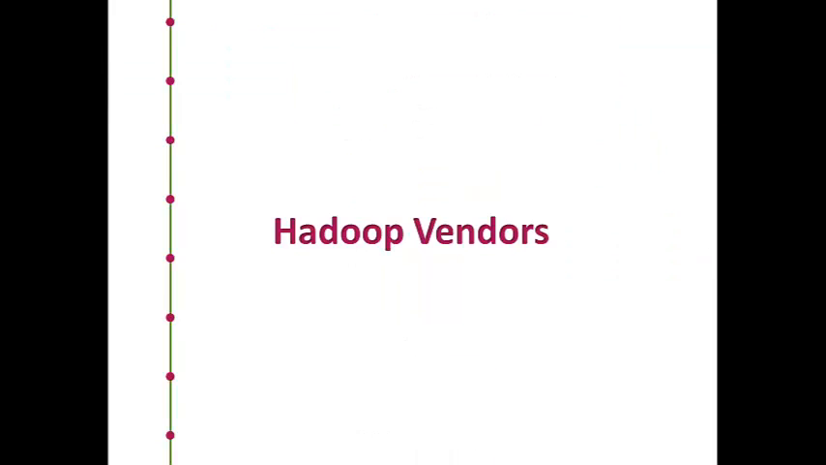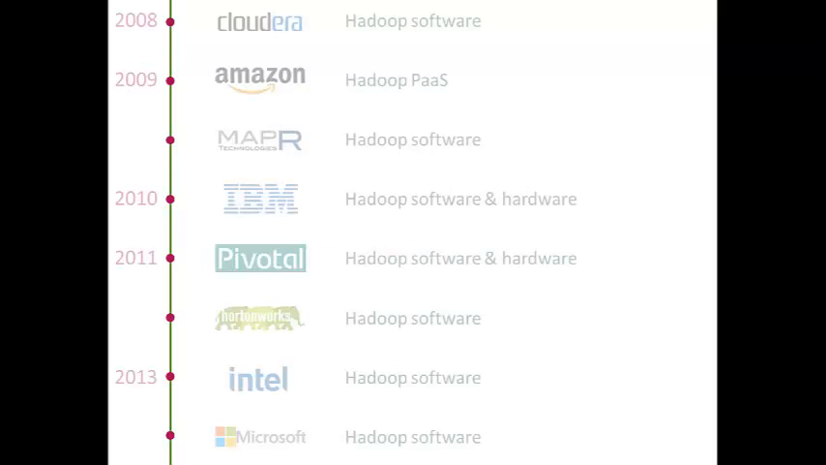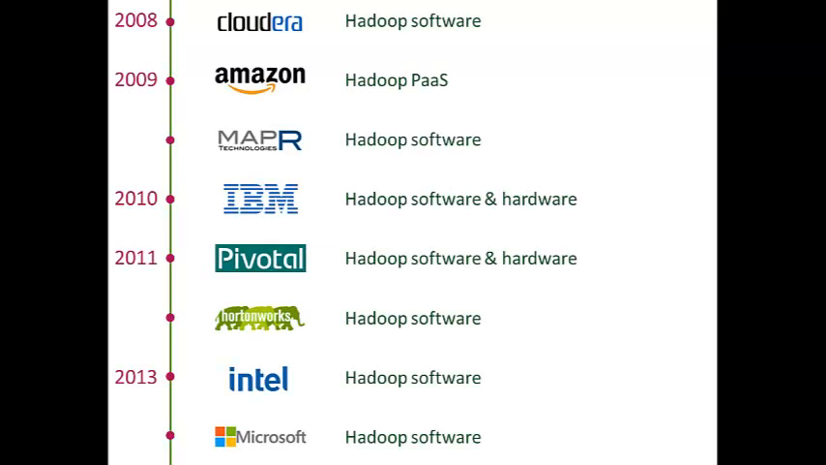In addition to the Apache Software Foundation, you can also get distributions of Hadoop software from over a dozen vendors. Here's a look at the major Hadoop vendors and when each started distributing Hadoop.